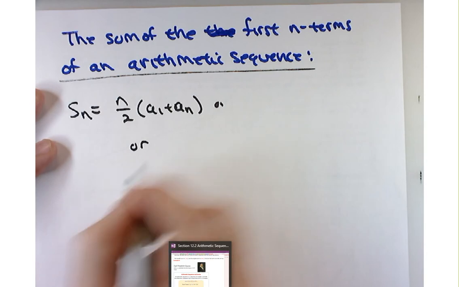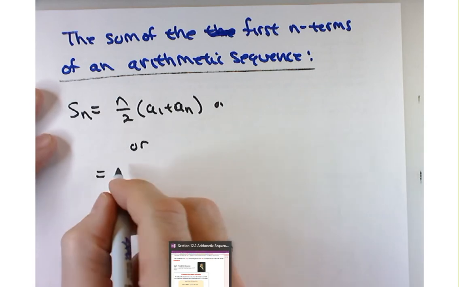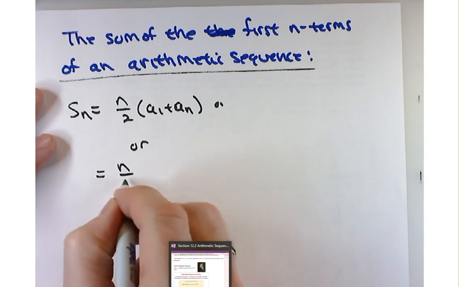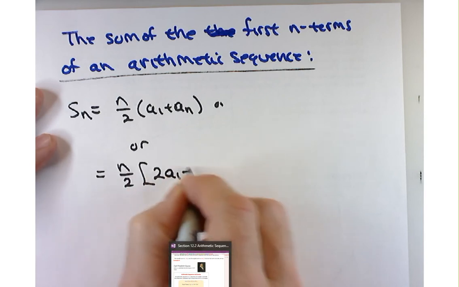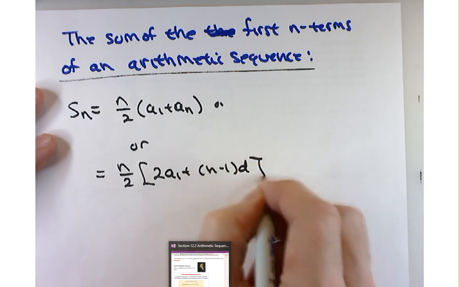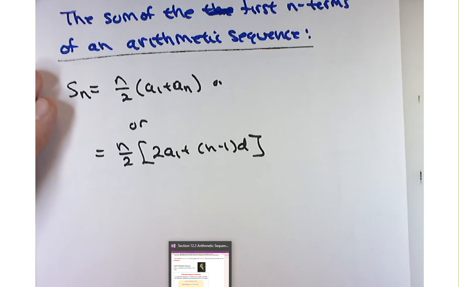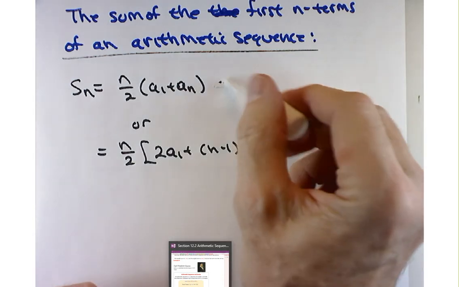Or another possibility is, again, n over 2, this time times 2 times a sub 1 plus n minus 1 times d. All right, so two different formulas. Why would I want to use one versus the other? Well, good question.